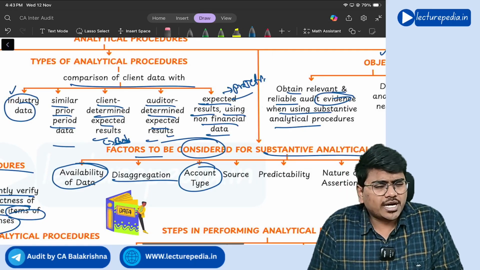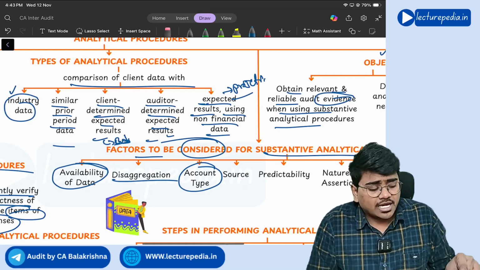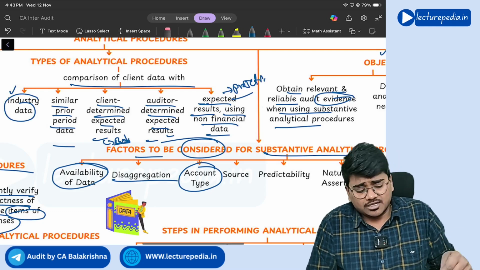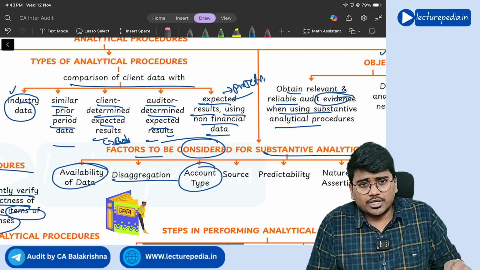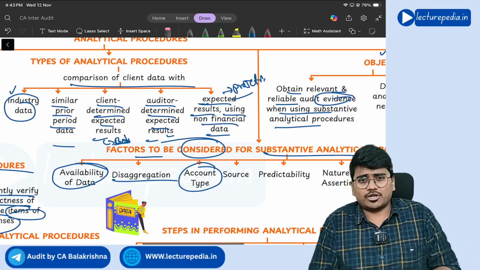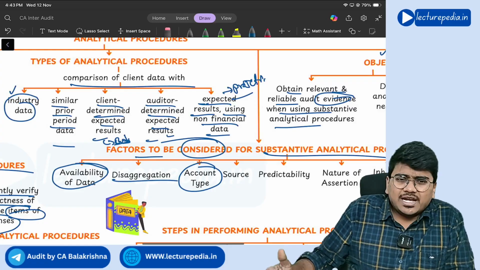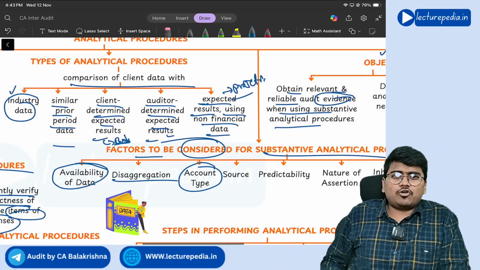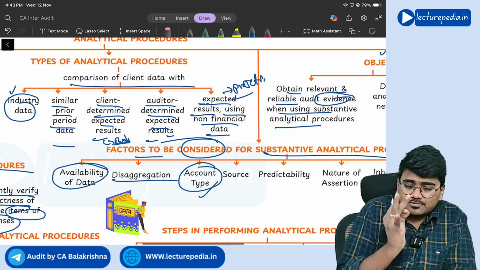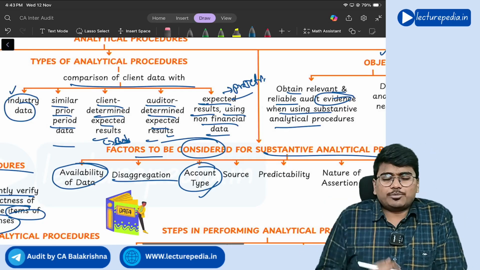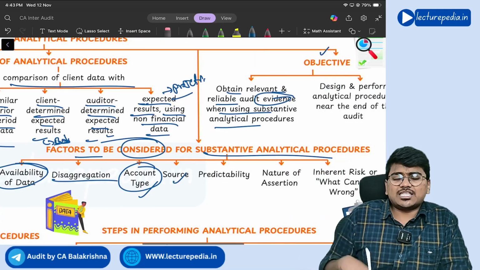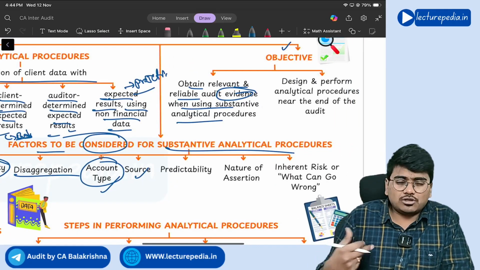If you want to perform analytical procedure on balance sheet items, it's quite impossible. Check fixed assets, liabilities, and see whether you can perform analytical procedure on any of those items. You cannot. But on P&L items, it's quite easy to perform an analytical procedure. So you should also consider the type of the account on which you want to perform analytical procedure. Next, what is the source from which the data has been extracted and the reliability of that source.